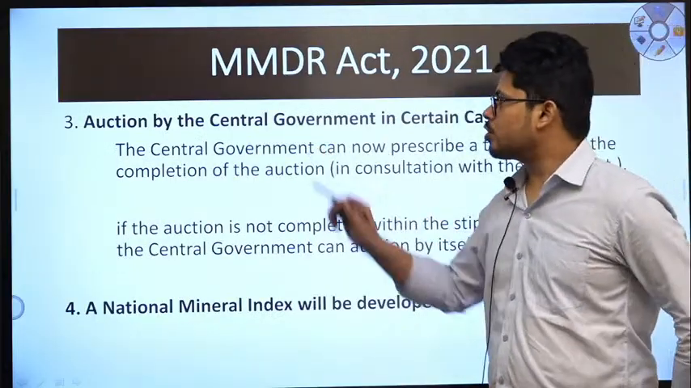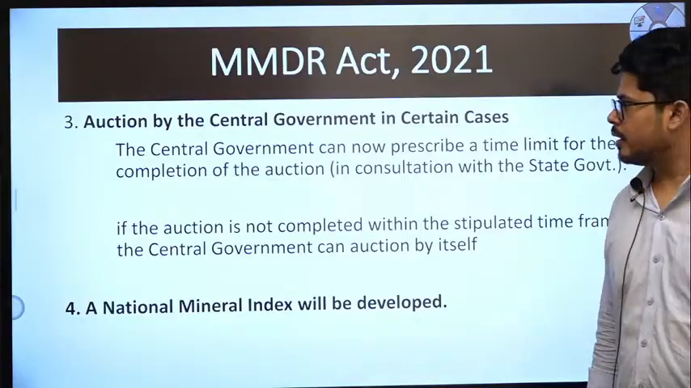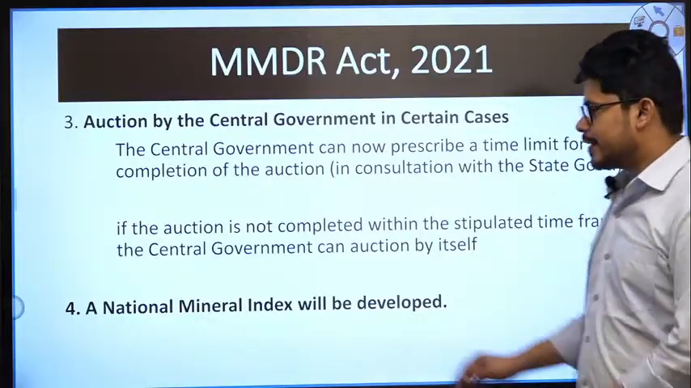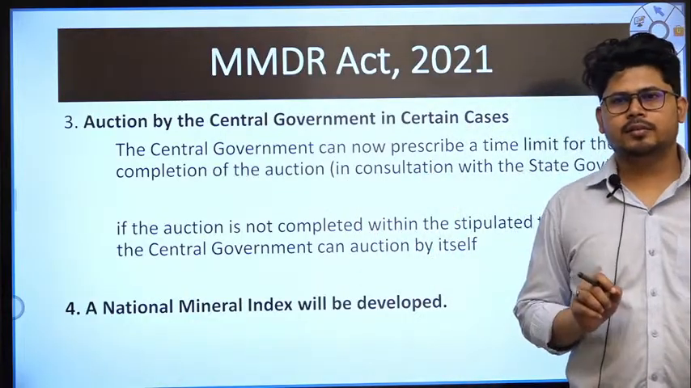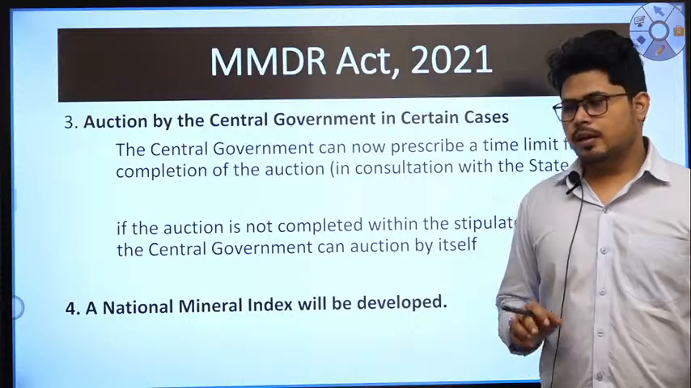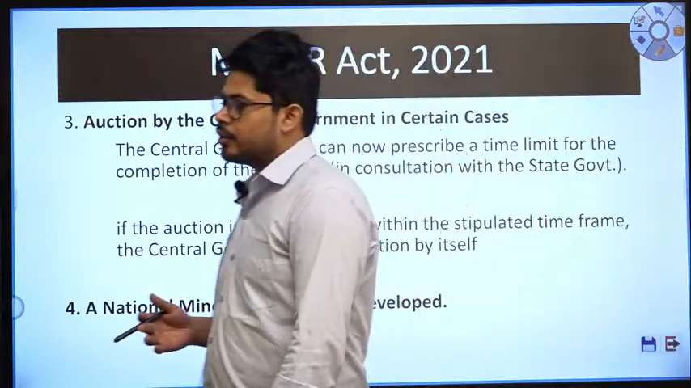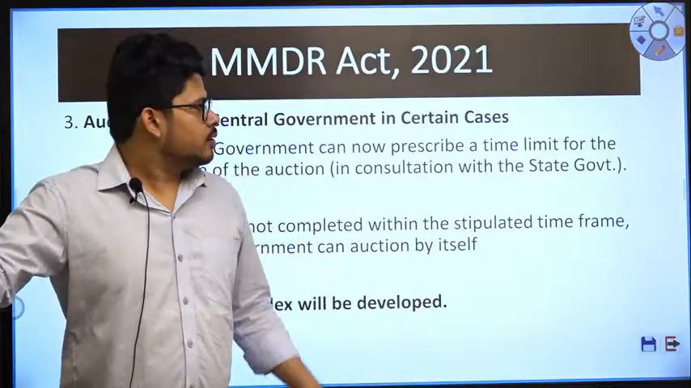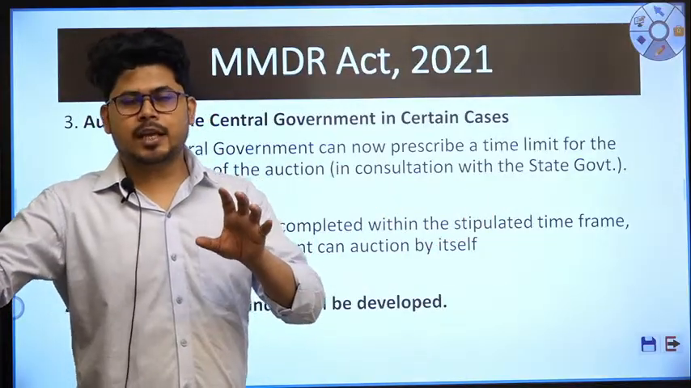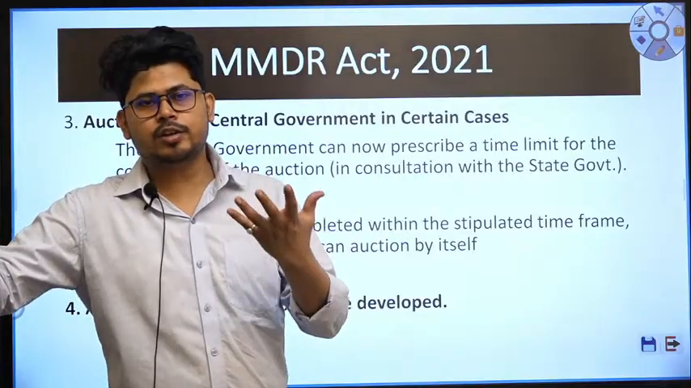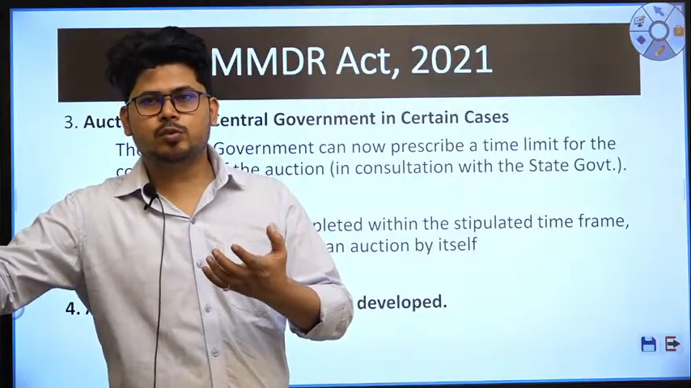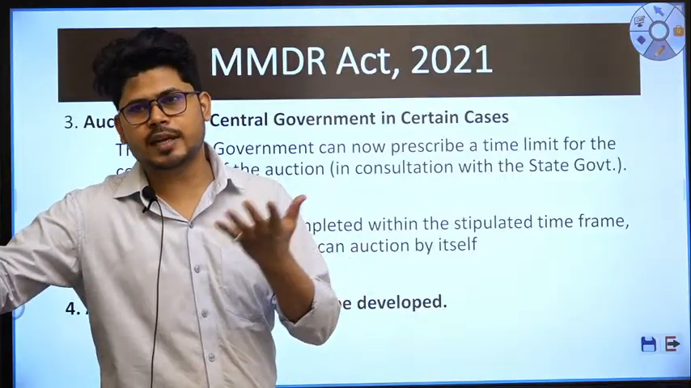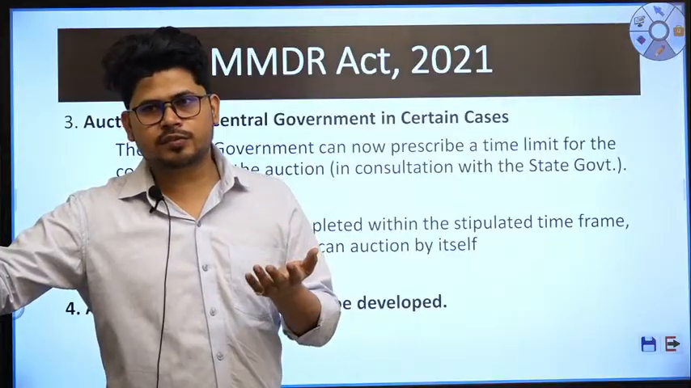Third point is auction by the central government in certain cases. This is a very contentious provision in the sense that the central government can now prescribe a time limit for the completion of the auction. In consultation with the state government, a term has been added. That is why I have put it in the brackets. That is, the central government may prescribe to the state government that, for example, you have to auction some mineral within 3 months. If the central government prescribes that, of course, in the consultation with the state government.